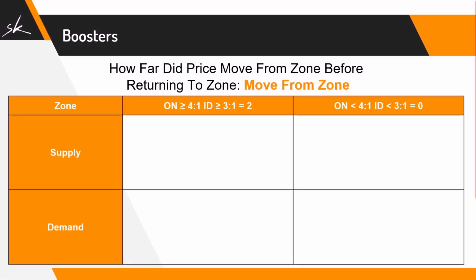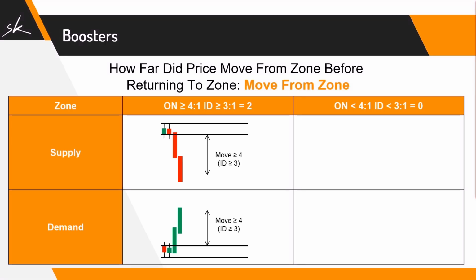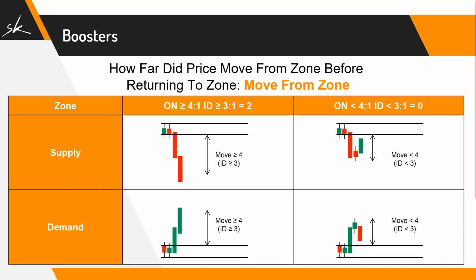For an overnight trade, if the move from the zone is greater than or equal to 4:1, and for an intraday trade, if the move from the zone is greater than or equal to 3:1, the booster score will be 2. For an overnight trade, if the move from the zone is less than 4:1, and for an intraday trade, if the move from the zone is less than 3:1, the booster score will be 0.